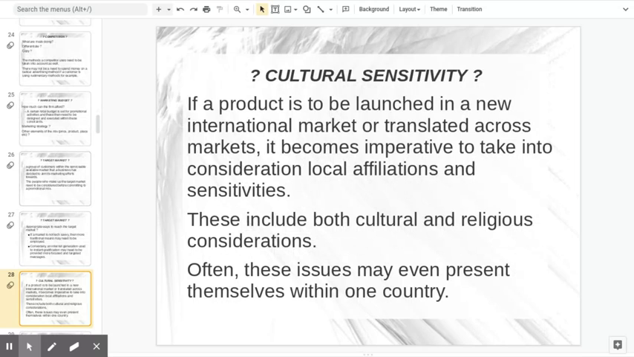One of the things that we probably don't look at a whole lot is our cultural sensitivity. If a product is to be launched in a new international market or translated across markets, so we're going bigger than just the United States here, it becomes imperative to take into consideration local affiliations and sensitivities. How is our product going to be thought of and felt? These include both cultural and religious considerations. Often these issues may even present themselves within one country. So we want to put our product in other countries. There are different viewpoints in all countries, and we have to take those into account.